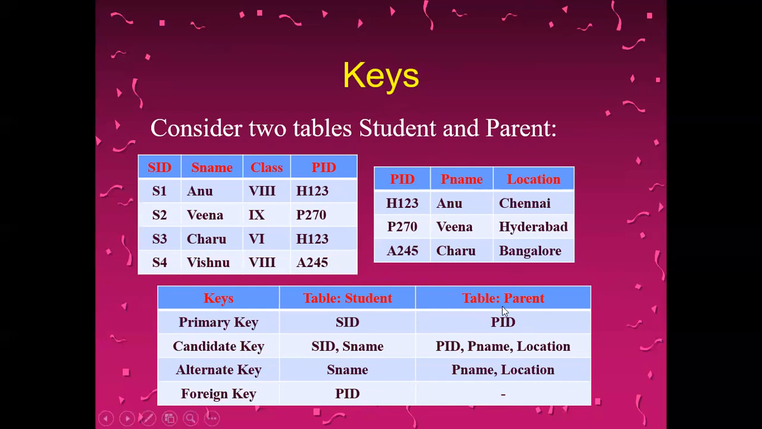Coming to the parent table, you can see the candidate keys for the parent table are PID, PName, and location, because there is no duplicate in any of the columns. So all three become candidate keys. Among that, the most suitable to become the parent table's primary key is PID. Hence PID becomes the primary key for the parent table, and the remaining two candidate keys, that is PName and location, become the alternate keys. There is no foreign key for the parent table.